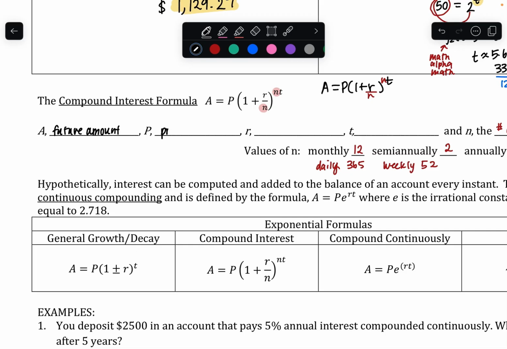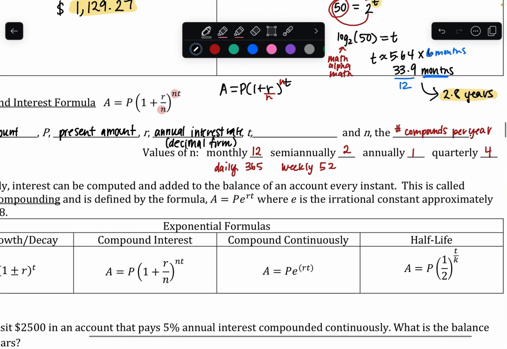P is still the present amount. Some call that the principal. That's what it's called in banking. R is the annual interest rate. I'm going to add it in decimal form because they're going to give it to you as a percentage. And then T is still the number of years.